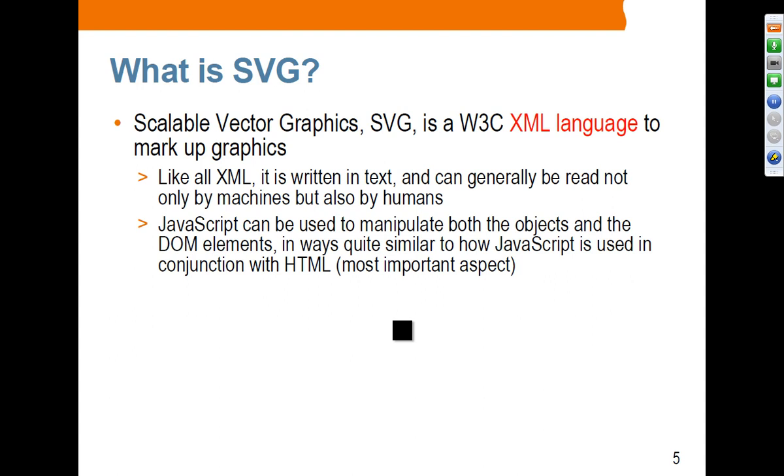Like all XML, it is written in text, and the text can be read by machines but also by humans. You can also use JavaScript code to manipulate objects and DOM elements. Because it's XML, you can make a reference to the SVG elements. They are genuine DOM elements, so you can use whatever JavaScript code against those DOM elements. This is one of the big differences from Canvas, as we are going to see later on.